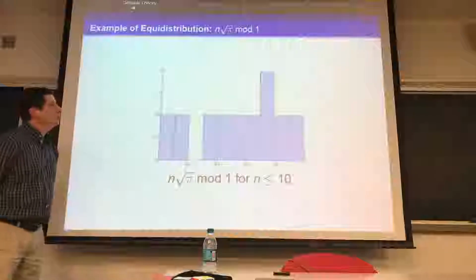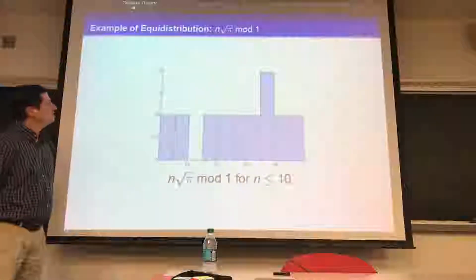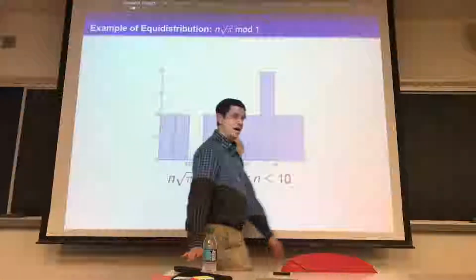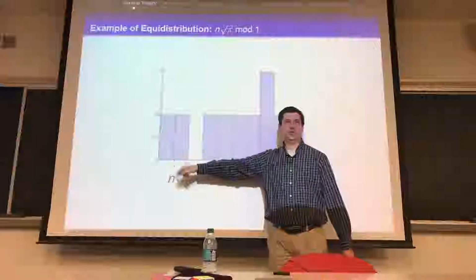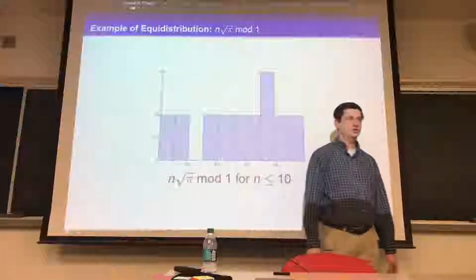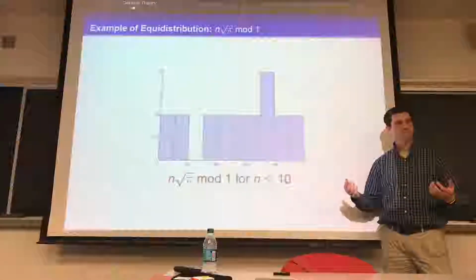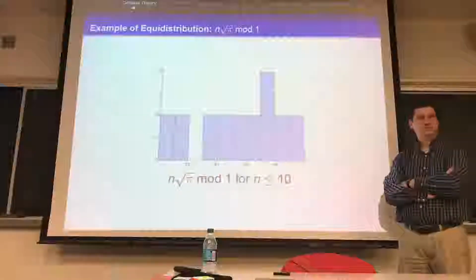All right, so I took the square root of pi as one of my favorite numbers, and I looked at the fractional parts of n root pi mod 1, and I looked at the first 10 values, and I saw how many of them were between 0 and 0.1, how many were between 0.1 and 0.2, etc. The square root of pi is irrational. Does this data look reasonable to you?